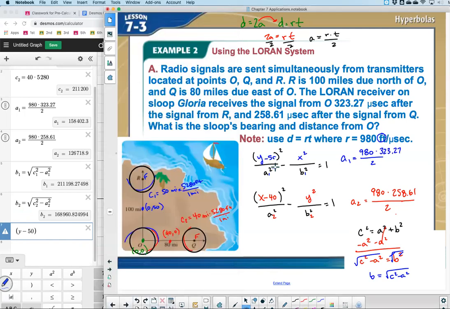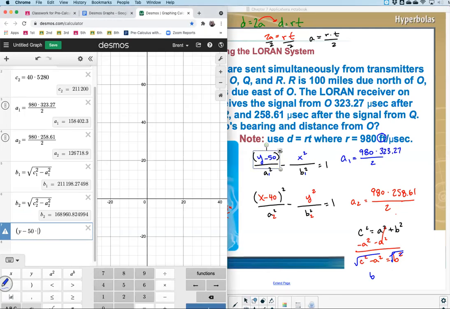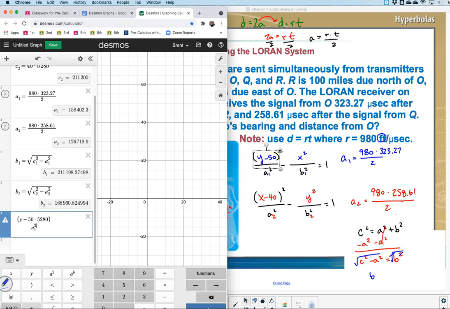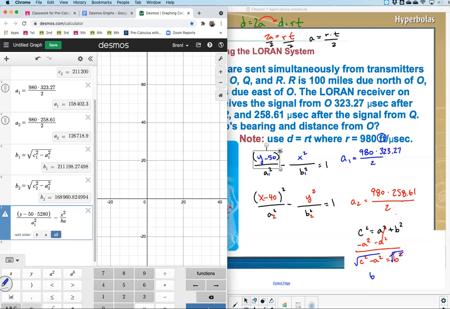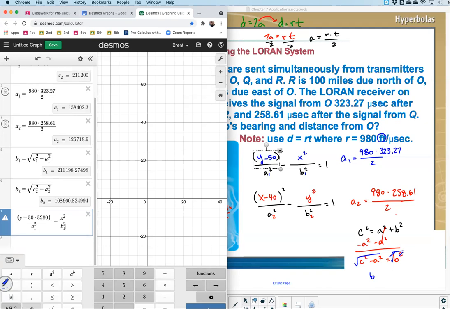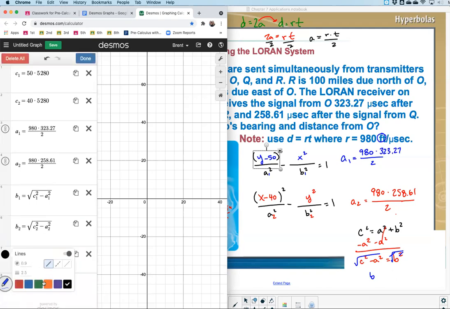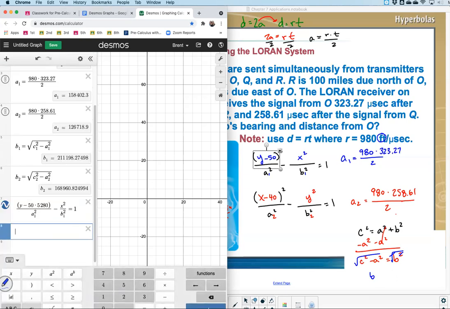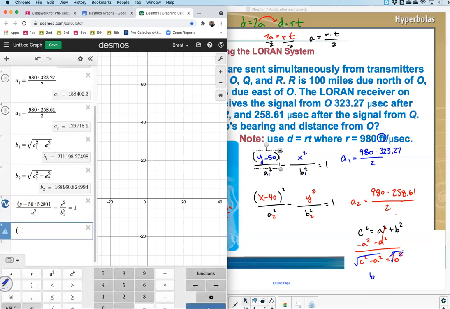Oh, and that's in miles too. This 50 is in miles. Oh no, that's no good. We need to convert this to feet, so this also gets multiplied by 5280. Then divided by A1 squared minus x squared over B1 squared equals 1. That graph is graphing in black. I want to change this to blue since that's how we've been dealing with it. That's our blue hyperbola. And now let's do our red. So x minus, and I have 40 there. I need to multiply this by 5,280.